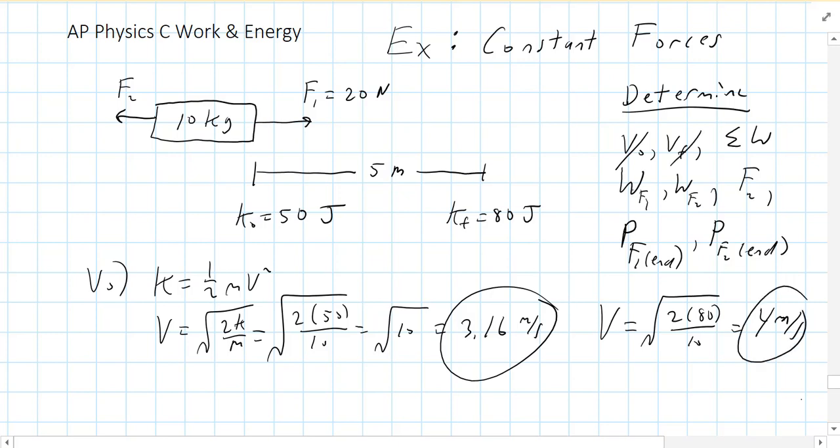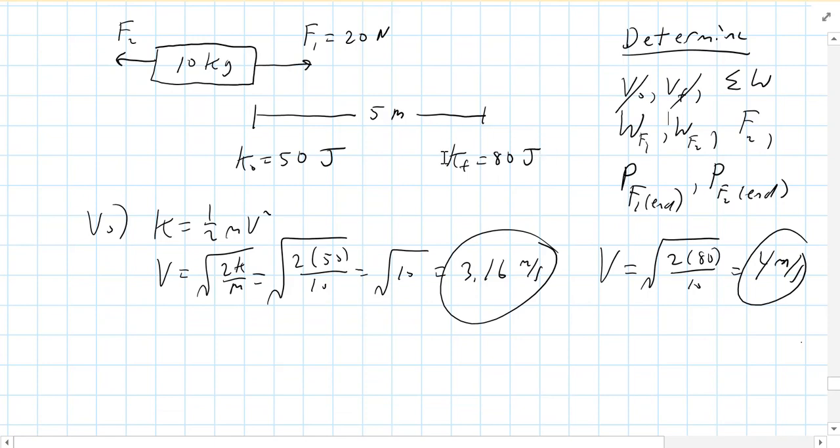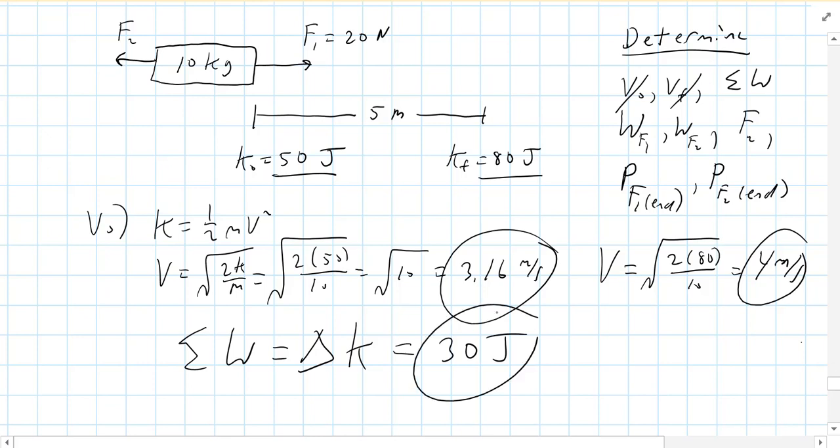All right, net work. Well, you might be wondering, how are we going to figure that out if we don't have F2 up there? Well, it turns out that we have all the information we need because net work is change in kinetic energy. Our starting kinetic energy was 50, and our final kinetic energy was 80, so the change was 30 joules. Look at that, easy.